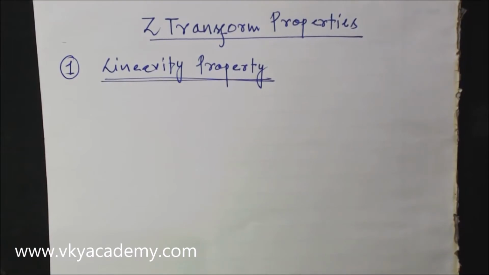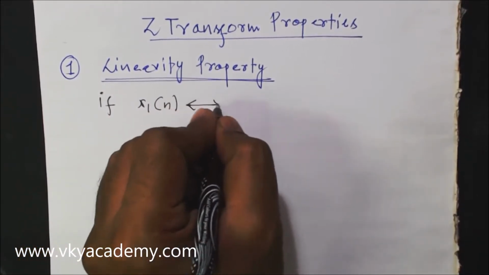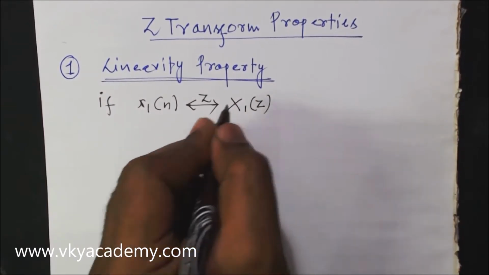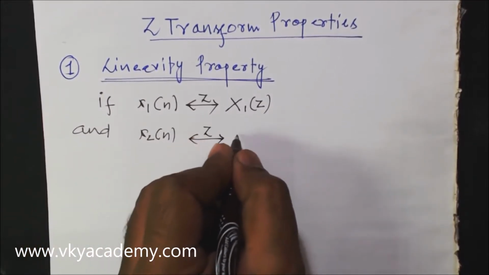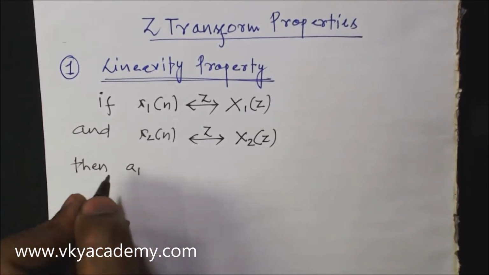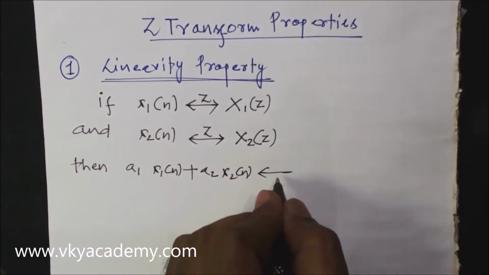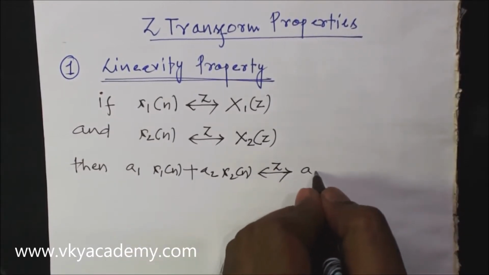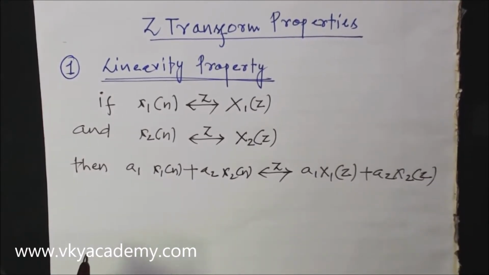The linearity property of Z transform states that if x1(n) has Z transform X1(z) and x2(n) has Z transform X2(z), then a1 x1(n) plus a2 x2(n) has Z transform equal to a1 X1(z) plus a2 X2(z), where a1 and a2 are the constant coefficients. So let us prove this theorem.